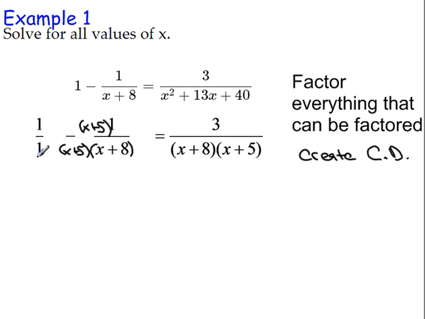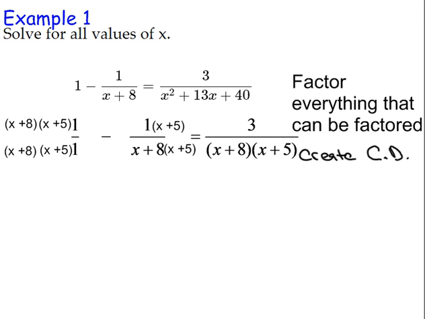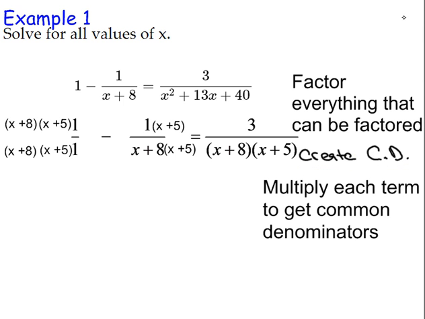Now, what do I have to do to this one, the 1 over 1? Well, I have to multiply it by x plus 5 and x plus 8. So let's go ahead and do that. That looks sloppy, let me make some room. Okay, that's much better now. So I have a common denominator of x plus 8 times x plus 5. Now I have to multiply each term to get the common denominator.